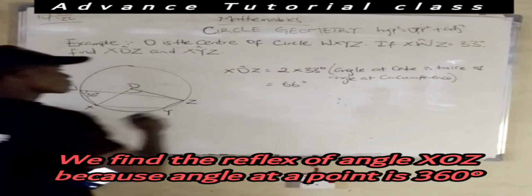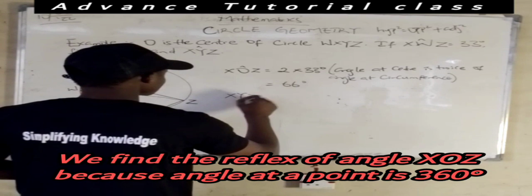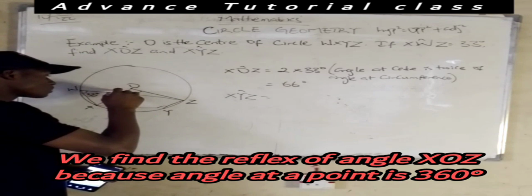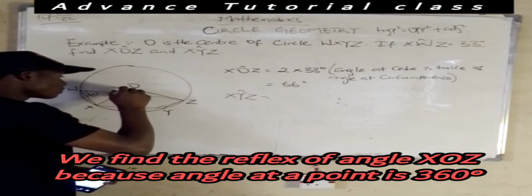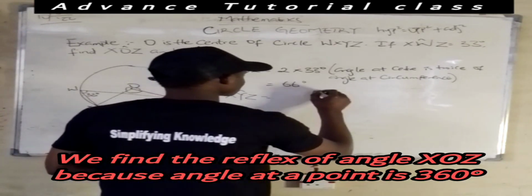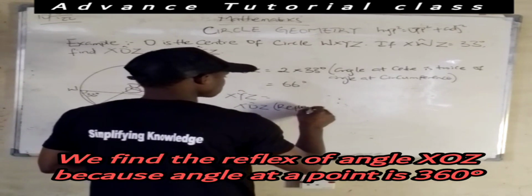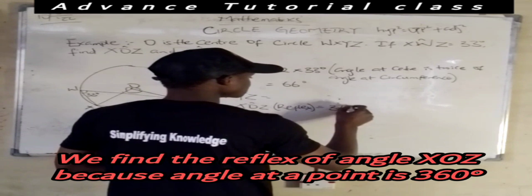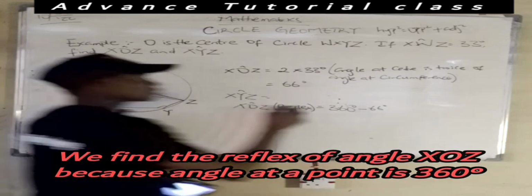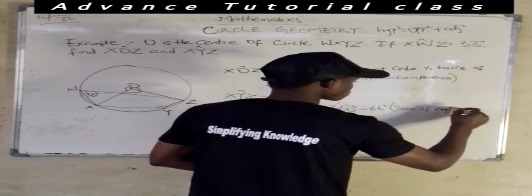Now, for us to find XYZ, that is this place, we are going to have to find the reflex part of XOZ, that is the other part of the angle. So to get that, XOZ reflex is going to equal 360 degrees minus 66 degrees, as we are going to remove this amount from this place. Why is that? Because it's the sum of angles at a point.